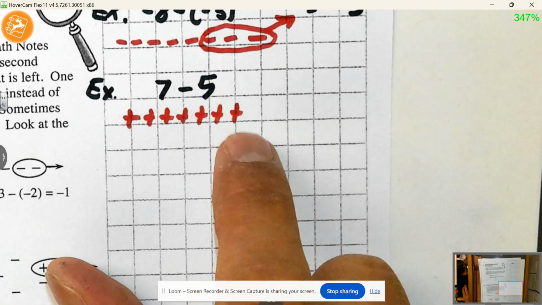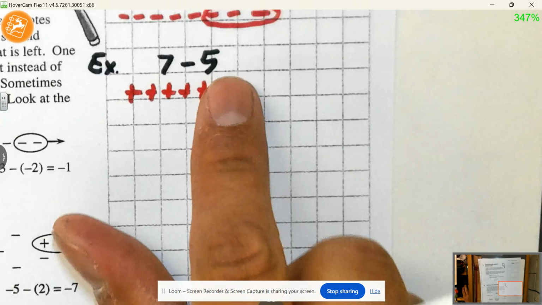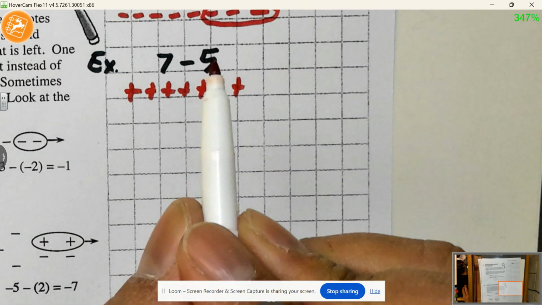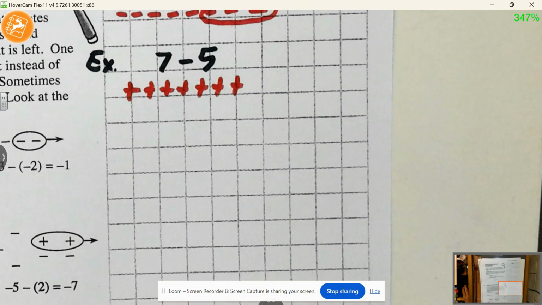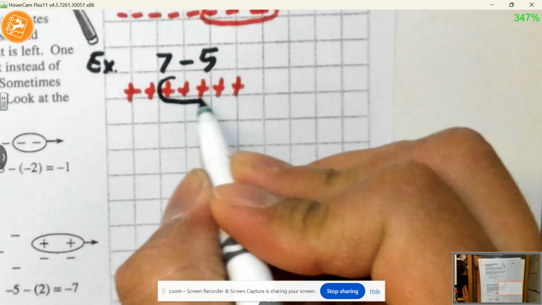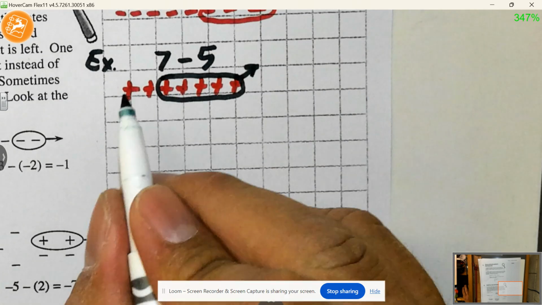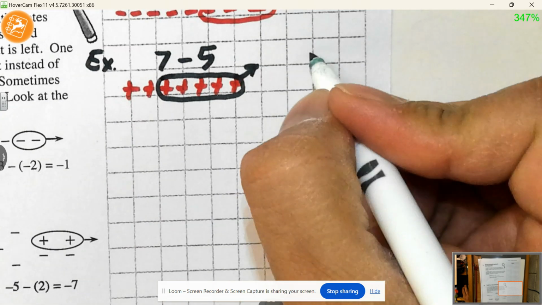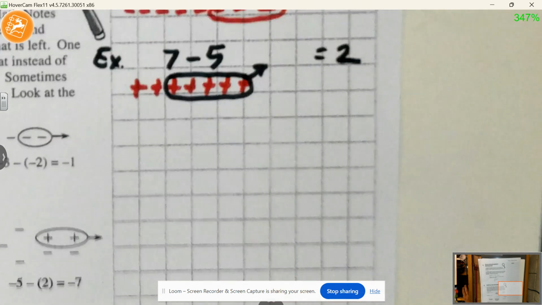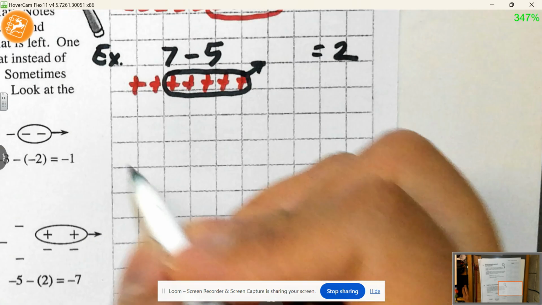These are 5 positives because we don't see that double negative for the subtraction. So do I have 5 positives to take away? And again, the answer is yes. I do have 5 to take away. Take them away, and so there's my 2. 7 minus 5 is 2.